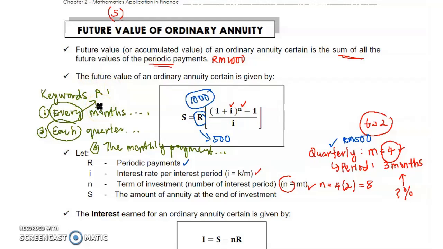Okay. But in the topic compound interest, there is no information mentioned about value R, which is the periodic payments. So in annuity, how do we calculate future value or value S? So S equals R multiplied by (1 plus I) to the power of N minus 1, divided by I. So I equals K over M and N equals M times T.